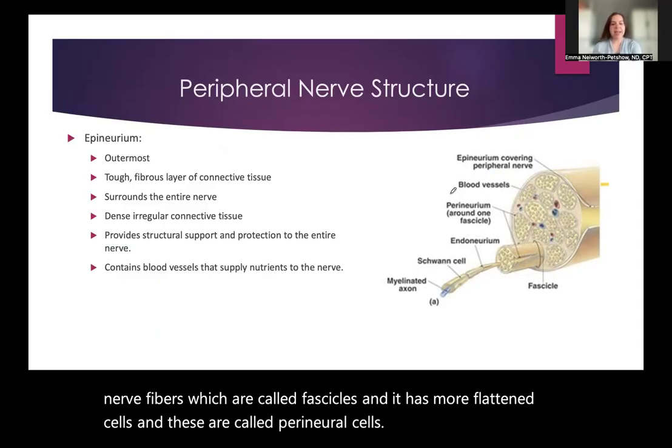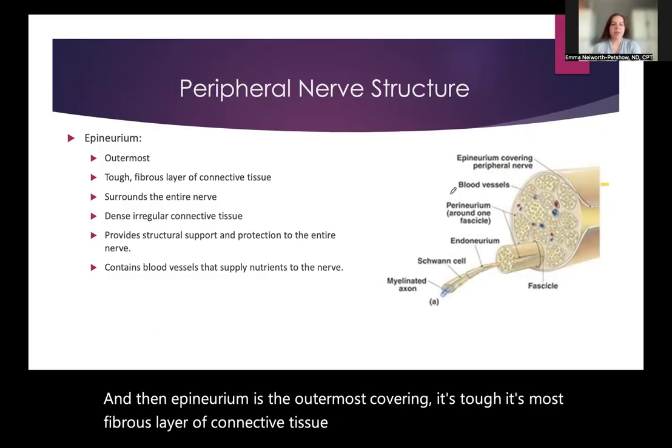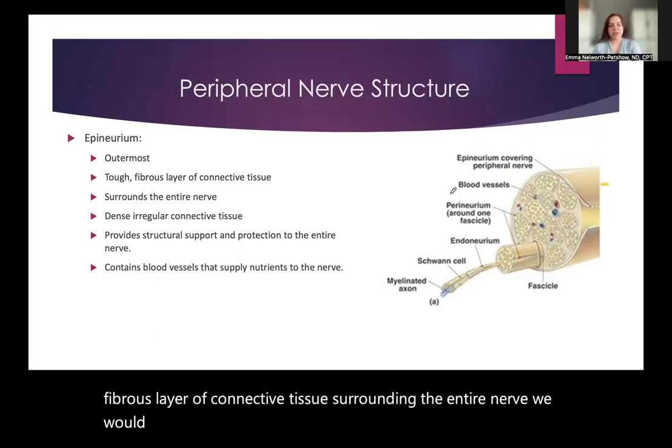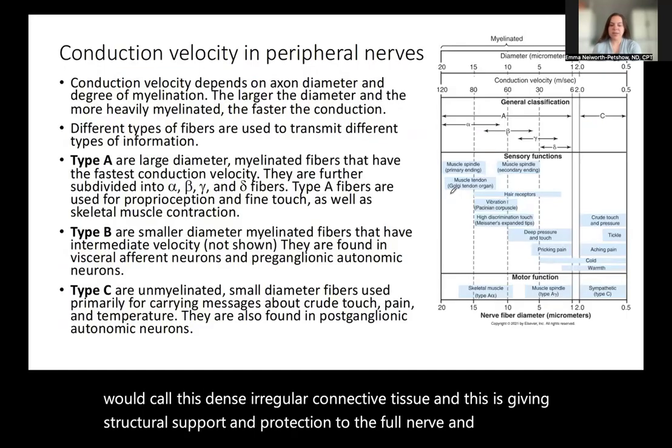And then epineurium is the outermost covering. It's tough. It's the most fibrous layer of connective tissue surrounding the entire nerve. We would call this dense, irregular connective tissue. And this is giving structural support and protection to the full nerve and also contains blood vessels that supply nutrients to the nerve.